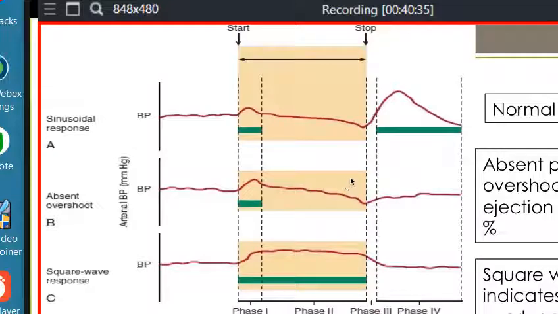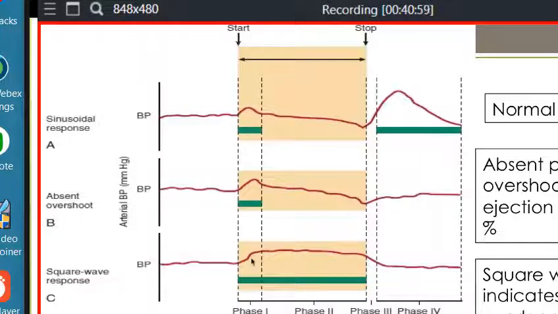Whereas in patients who have LV dysfunction, with an ejection fraction of about 50% and minimal pulmonary congestion, you hear the Korotkoff sounds only during the initial strain phase, and you don't hear them in the release phase because there's no overshoot of blood pressure in patients who have decreased LV function.